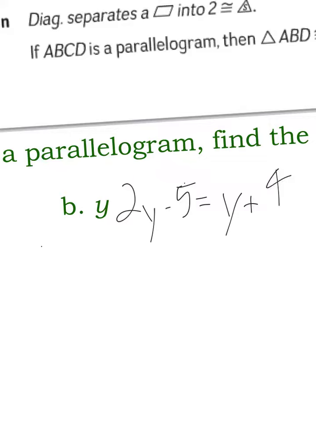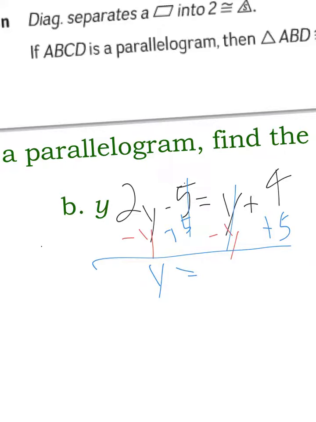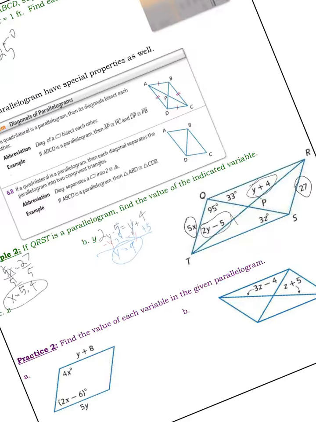Let's see here, I can subtract this y over here, and then I can add 5 over there, and I will have gotten everything to one side. So I get 2y minus y is y, 4 plus 5 is 9, so y equals 9. Alright, and then let's figure out z.